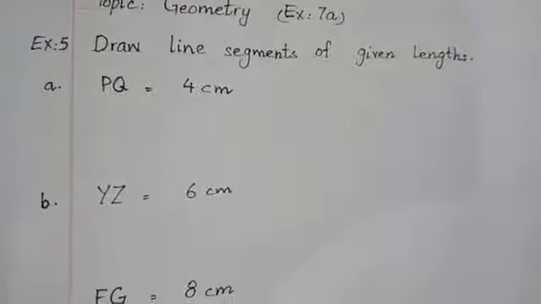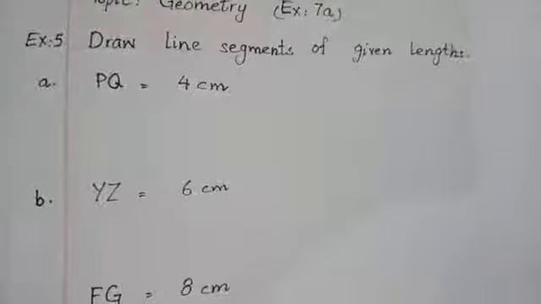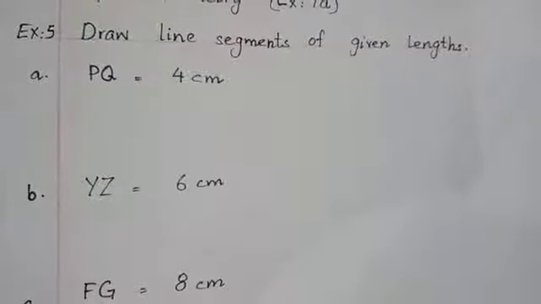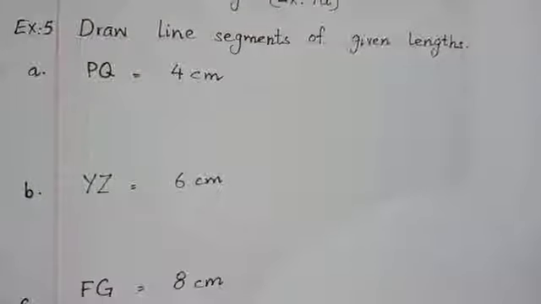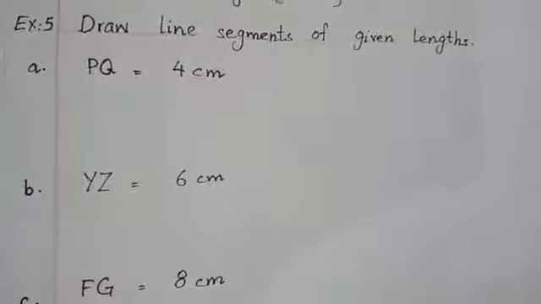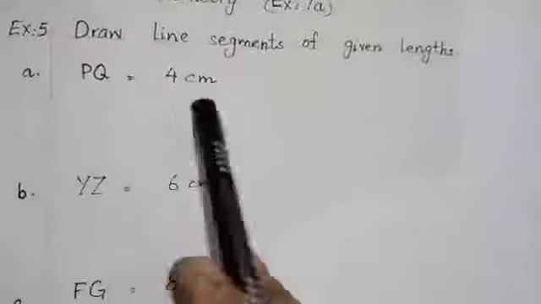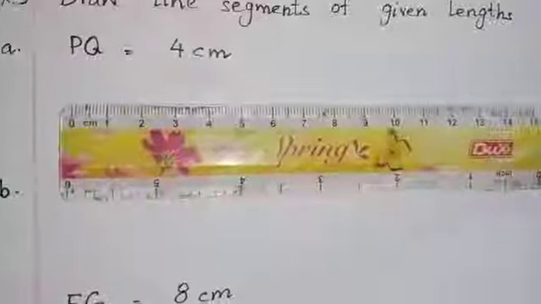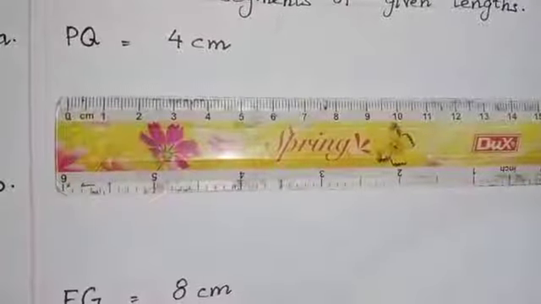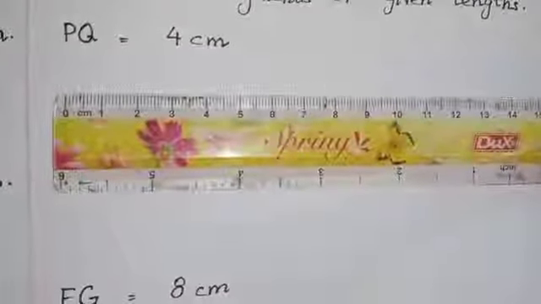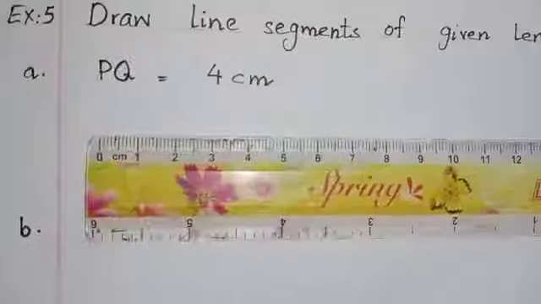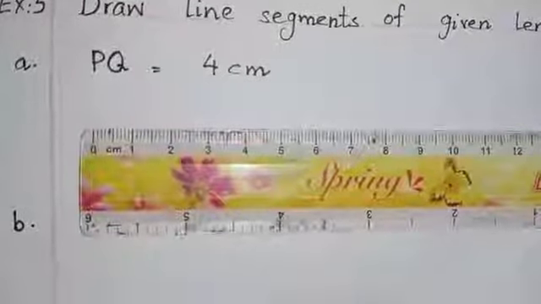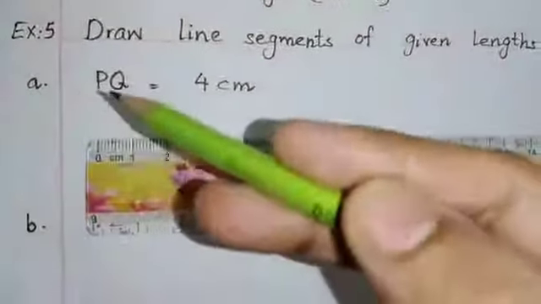In question number 4, we learned how we can measure line segments. And in question number 5, we will learn how we can draw line segments of the given lengths. For example, PQ is 4 centimeter. So first of all, place a ruler on a sheet of paper or on your notebooks. Now, with a pencil, mark the first point as P.